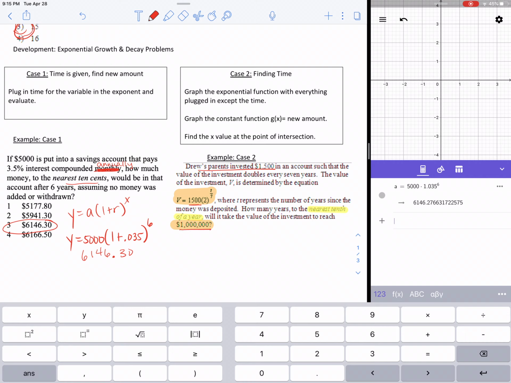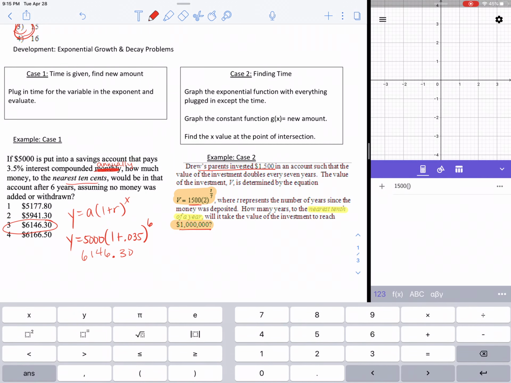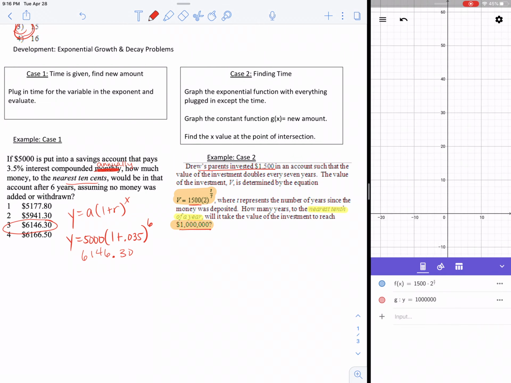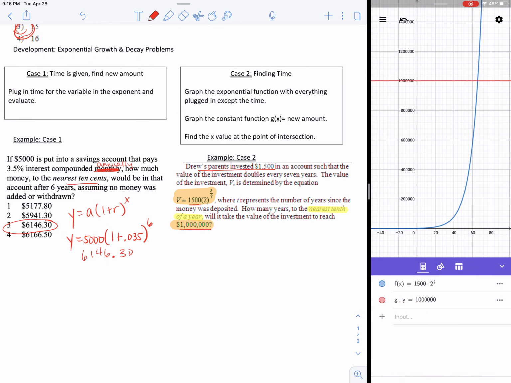So all we need to do for this is graph the function 1,500 times 2, and then as the exponent, we're going to put x divided by 7. And then for our second function, we're going to put in y equals 1 million. You can't just put the 1 million, it's not going to change a constant into a function. So you have to put the y equals 1 million. And then let's do the zoom to fit. Okay, that helped me get there.